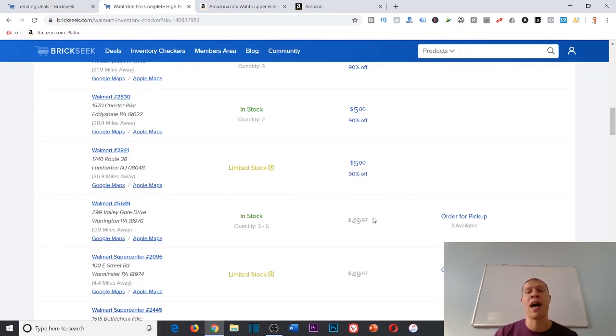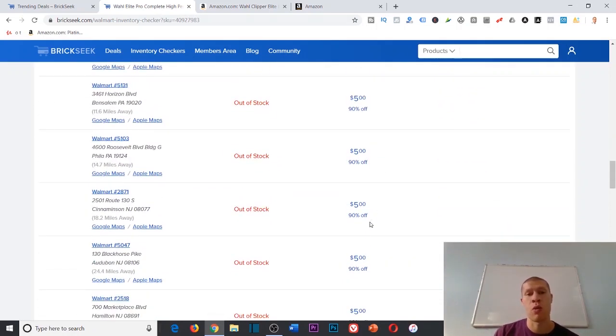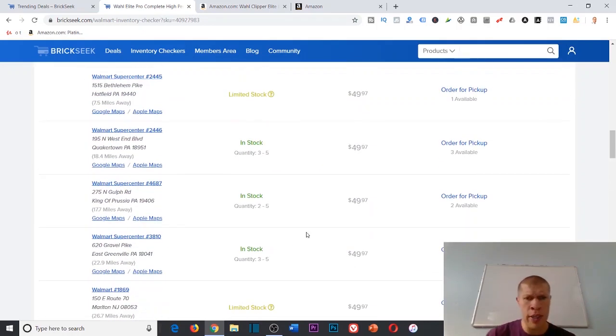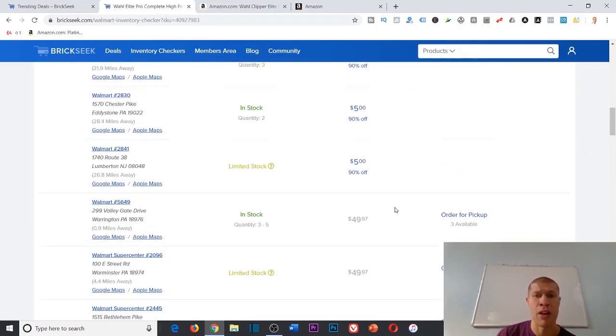There's 3 to 5, but they're not selling. Key thing here is they're not selling at $5 at the Warrington store, so that's something I would want to stay away from. So all these are also in stock, but they're not selling at that $5 markdown.